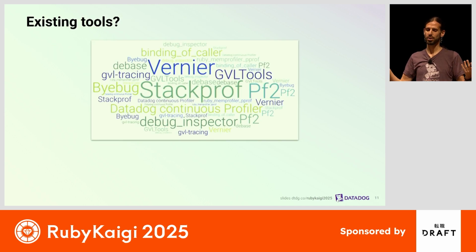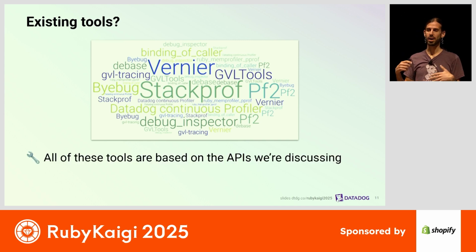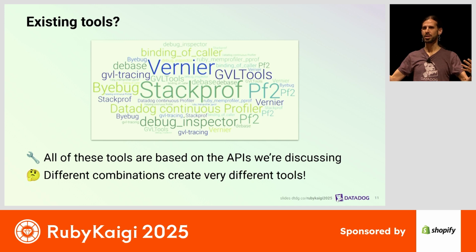You might have thought, okay, there are a lot of existing tools: the Datadog Continuous Profiler, StackProf, Vernier, JVL tools, Bybug, etc. And the really cool thing about these tools is that all of them are based on the APIs that we're going to be discussing today. And the thing I find really interesting is that different combinations of the APIs we're going to talk about today create very different tools.